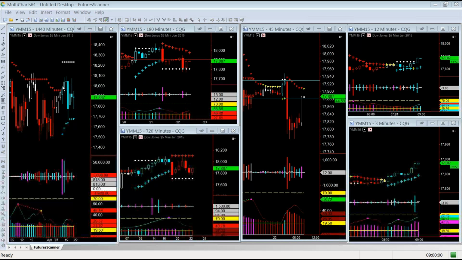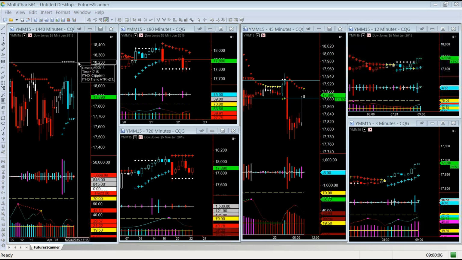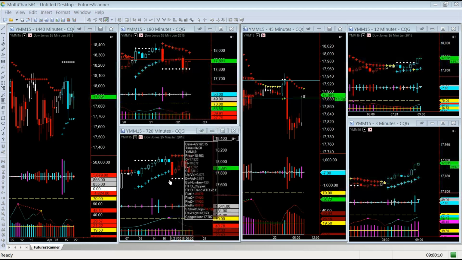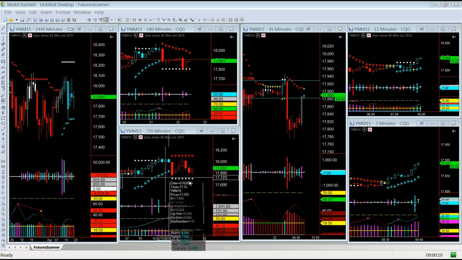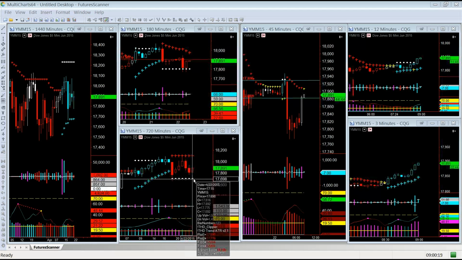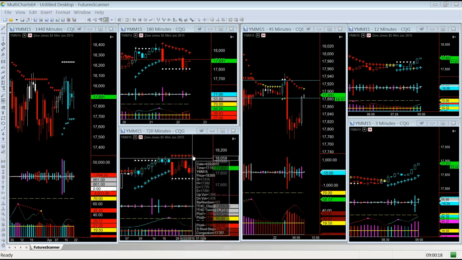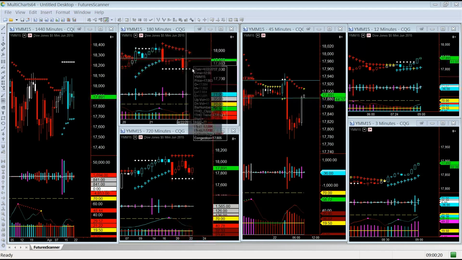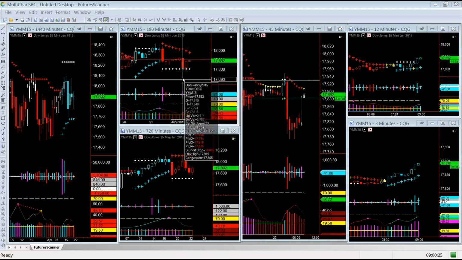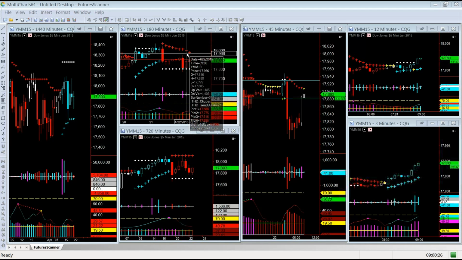All right. Here, you've got a congestion dot that's way up here at 18,230. Down here, you were coming back to this congestion dot, divergence here. I'm expecting it to go up to this ATR. Over here on the 180, we're at a congestion dot. You had divergence here. It's going up to the ATR.